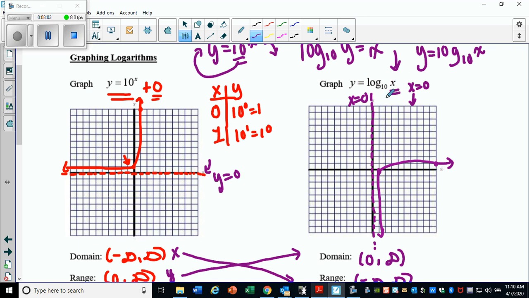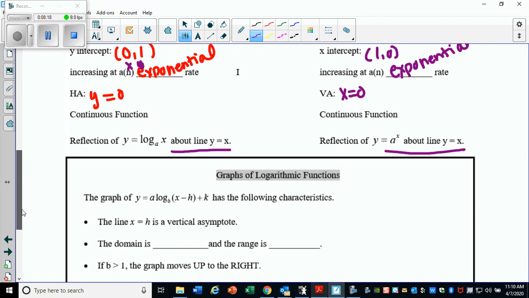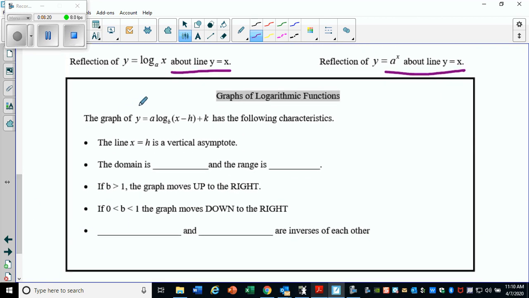And I also can't take the log of a negative number, which is why all of my values over here, okay, my graph is not on this side. My graph is only on this side because that's my x values being positive. I can only take the log of a positive number. Okay, so that's going to be a little bit different than your exponential functions.